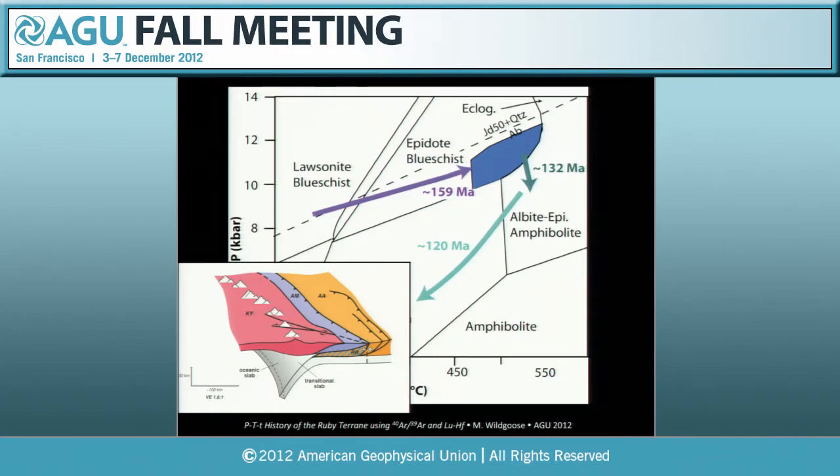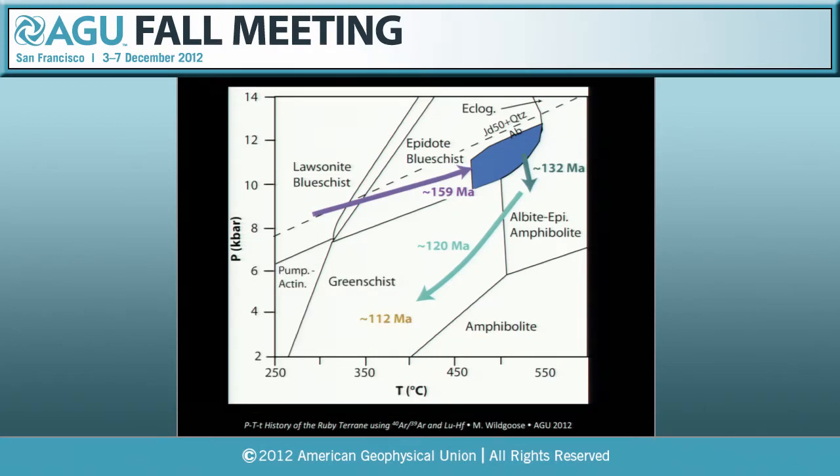Then if we keep going on our path, at about 132 the last of the garnets closes, and then we continue on our clockwise path. At about 120 is when the mica closes, at about 450 degrees C, so we started exhumation somewhere in here, we're coming up. And by about 112, based on not our work but previous work that's been done, there's a cessation of plutonism and volcanism related to this arc-continent collision. So this is when the system comes to a halt.